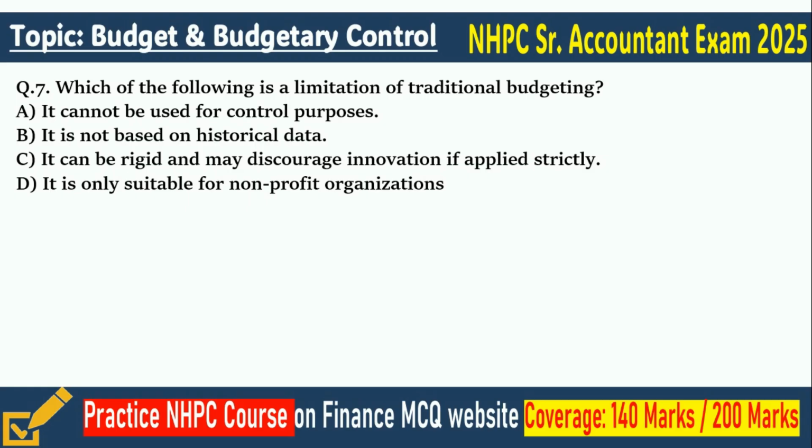Option A, it cannot be used for control purposes. Option B, it is not based on historical data. Option C, it can be rigid and may discourage innovation if applied strictly. Option D, it is not suitable for non-profit organization.